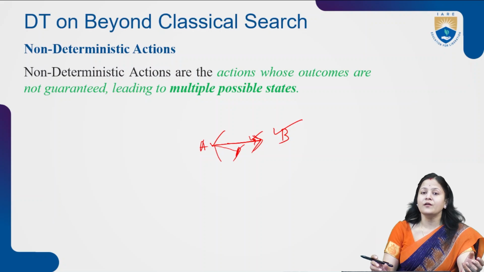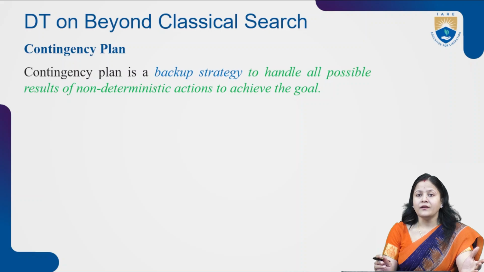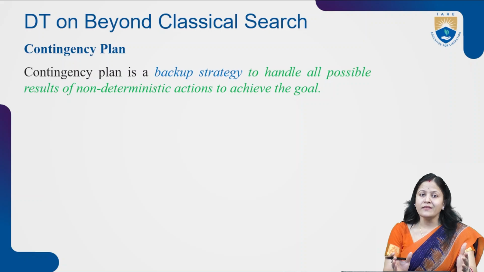So that is why non-deterministic action says that if the outcome of each action cannot be predicted in advance by the agent, then that is called a non-deterministic action. Then contingency plan. A contingency plan is a backup strategy to handle all possible results of non-deterministic actions to achieve the goal. As I told just now, in non-deterministic action the outcome cannot be determined in advance by the agent. So to handle that uncertain situation, some contingency plan is required for the agent, meaning a backup strategy.